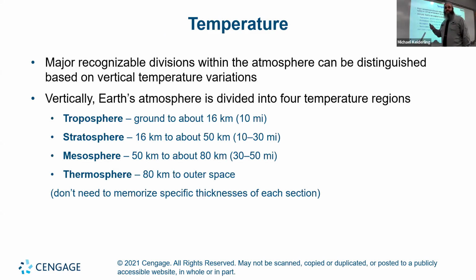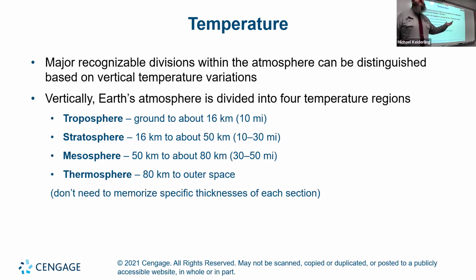So the bottom layer of the atmosphere, the one where all the weather is and where most of the atmosphere is, from the ground to about 16 kilometers or 10 miles up, that is the troposphere. We live in the troposphere. In the troposphere, temperature goes down as you travel up. It gets colder as you go up.